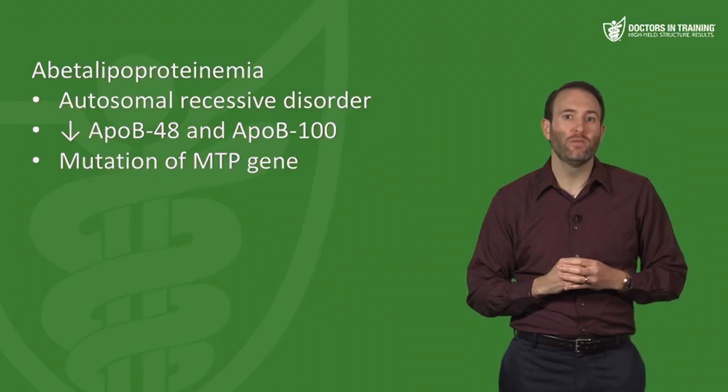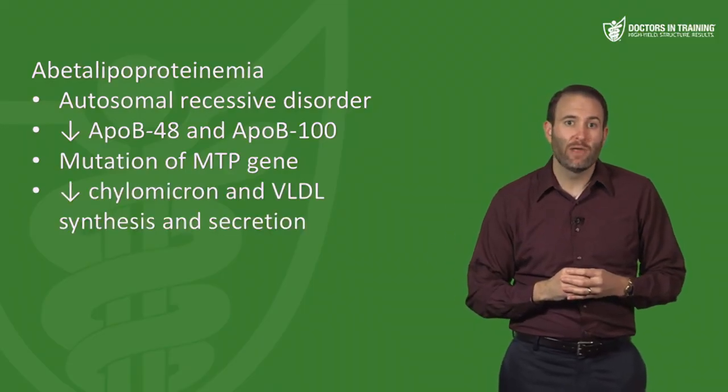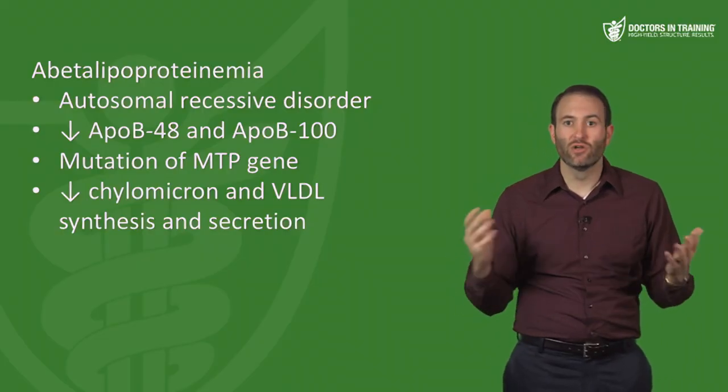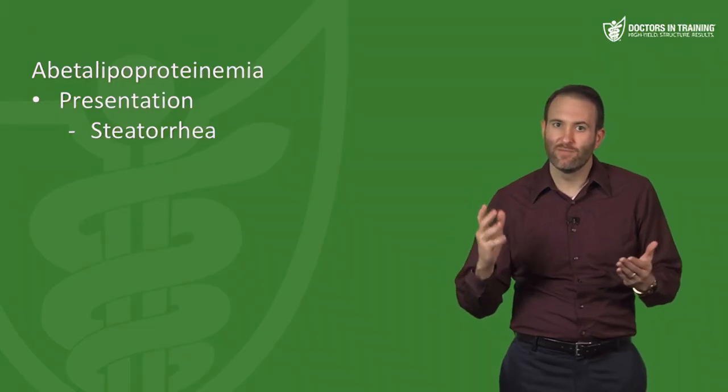Now, this is needed for the production of ApoB48 and 100. As a result, decreased chylomicron and VLDL synthesis and secretion occurs. It presents in the first few months of life with steatorrhea, and this will make sense in just a minute. So how does this work?